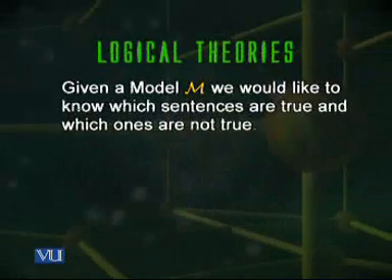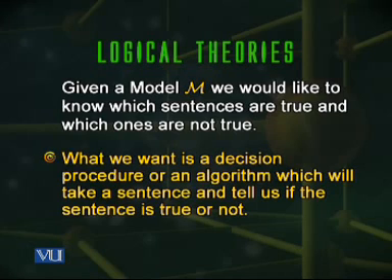So in order to say whether a sentence is true or not, we must look at the model. It would depend on the model. A sentence can be true for one model, but false for another model. Once we have a model, we have actually given meaning to our sentences and they become true or false. Given a model M, we would like to know which sentences are true and which ones are not true. What we want is a decision procedure or an algorithm which will take a sentence and tell us if the sentence is true or not.